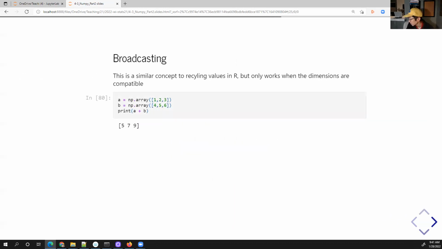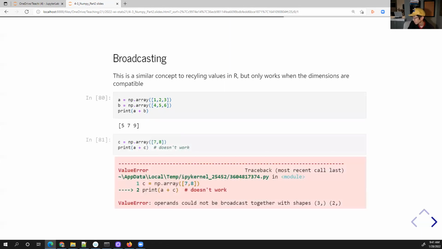All right, now we have to get into this topic of broadcasting. Broadcasting is similar to the concept of recycling values in R. In R, you can have mismatched dimensions, or you could take one vector of length 5 and another vector of length 8, and it will recycle even though they don't quite match up. And basically in Python it just says no, we don't play that game.